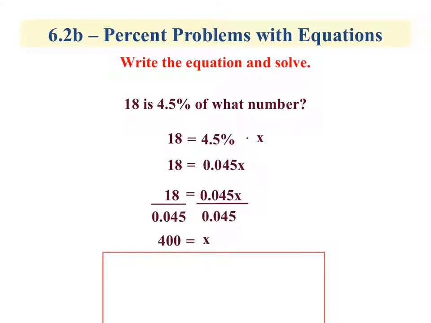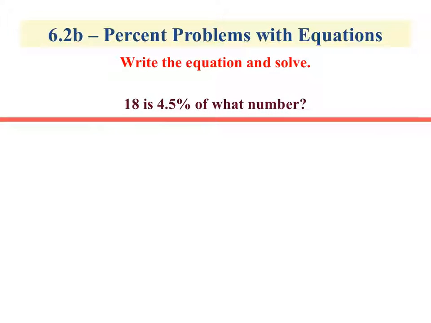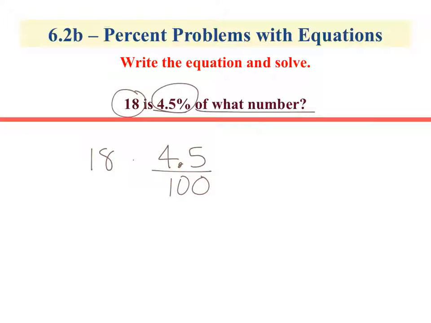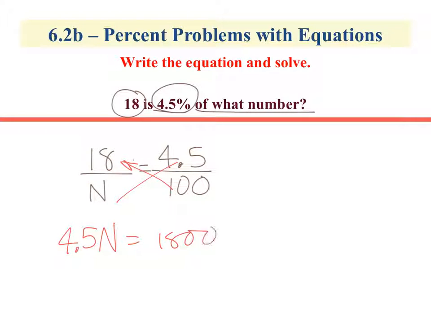Let's look at it as a proportion, just in case you decide to do it as a proportion. 18 is 4.5%. That means 4.5 goes over 100. 18 out of what number? 18 out of what is the same as 4.5 out of 100? Again, do our cross multiplication. 4.5n is equal to 1800. Divide by 4.5.